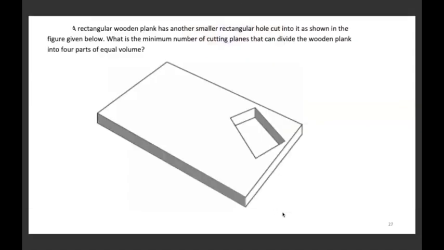A rectangular wooden plank has another small rectangular hole cut into it as shown in the figure. What is the minimum number of cutting planes that can divide the wooden plank into 4 parts of equal volume? We have to get 4 parts of equal volume here. If I were to divide this, first I will cut the plane along this line, half of it, like this.